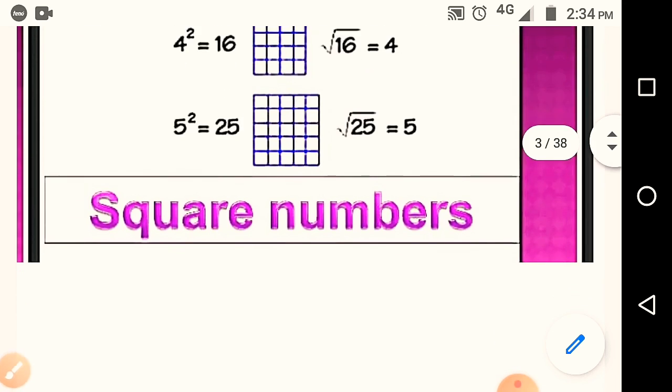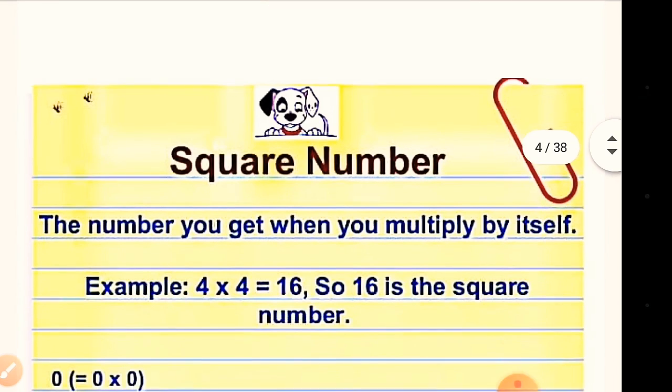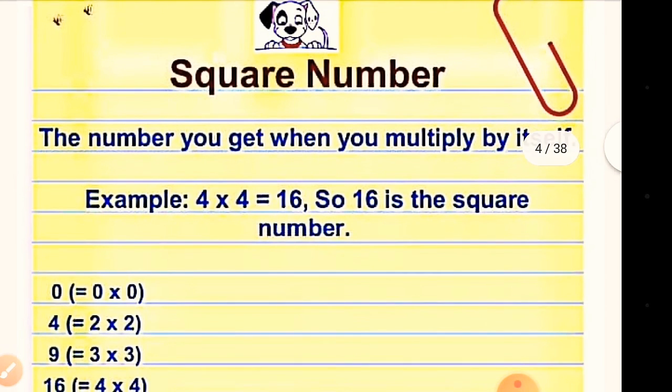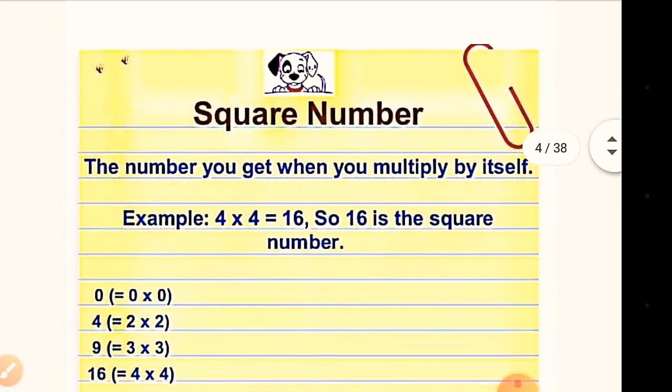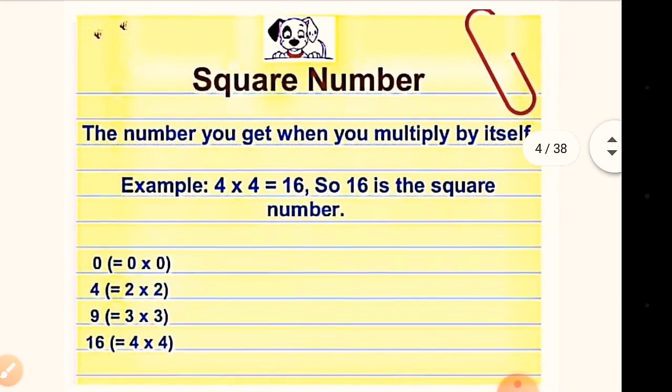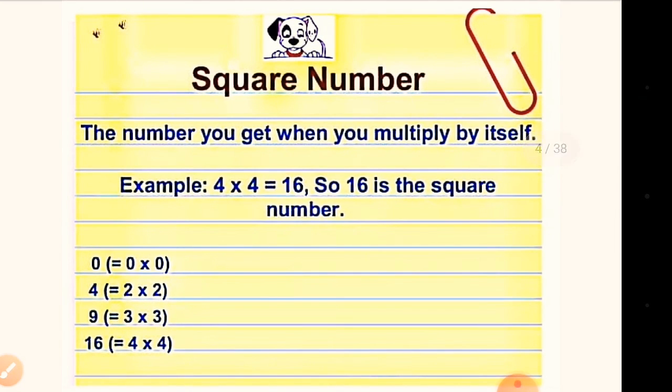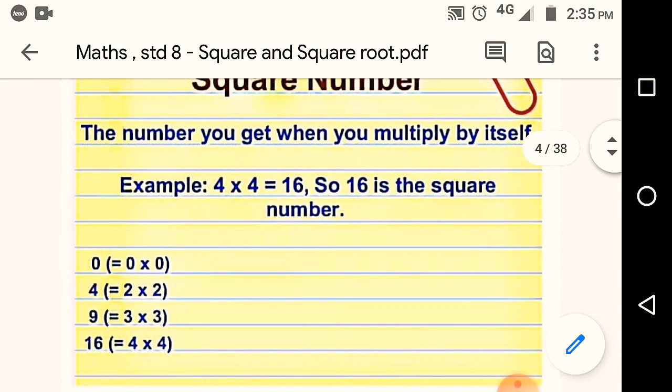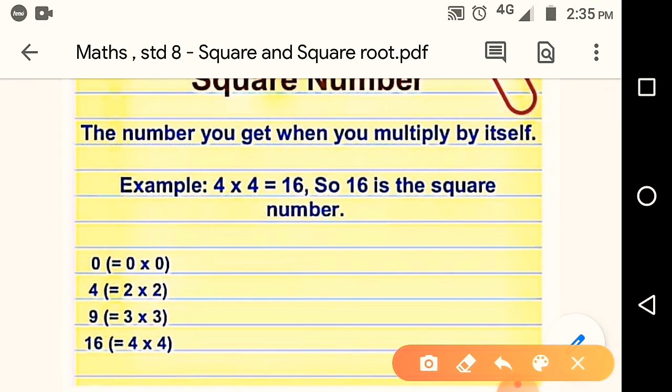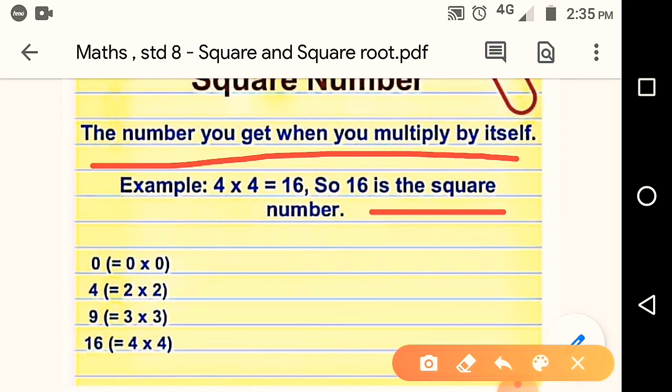Now moving ahead, there are some properties of square numbers which you must know before you start your textbook exercises. So first, let us start with the definition. This is same as what I said. The number which you get when you multiply by itself. So this number, what I told you, that same number we are multiplying, then we are getting this. So here 4 into 4 is 16. So 16 is the square number.